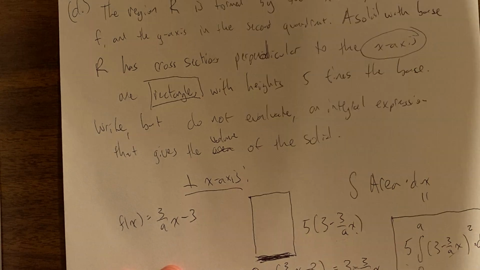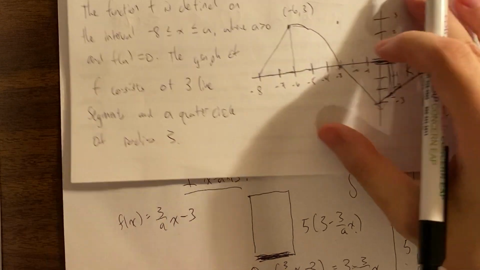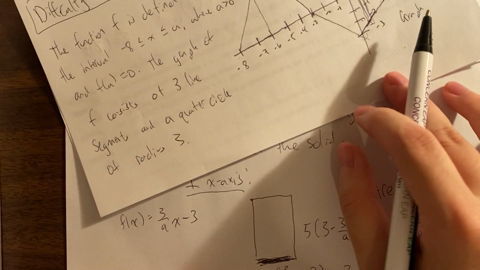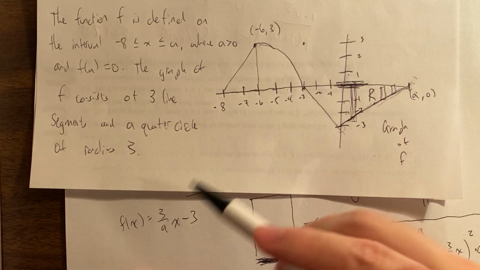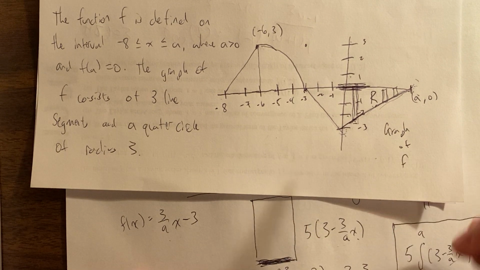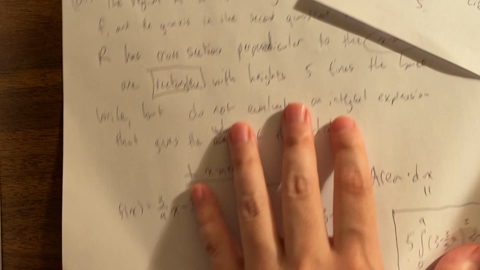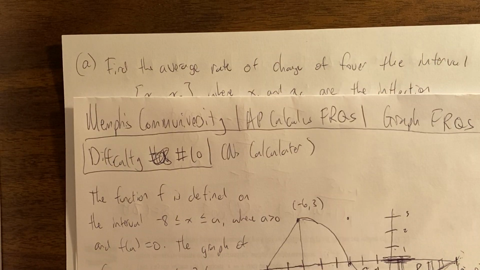Base was top minus bottom, so it was the 0, the x-axis, minus this function. We found the equation of this function because it was just a line with 3 over a slope and then minus 3 y-intercept. And then we integrated the area of the shape, which is base times height. So that's the conclusion of this video series.